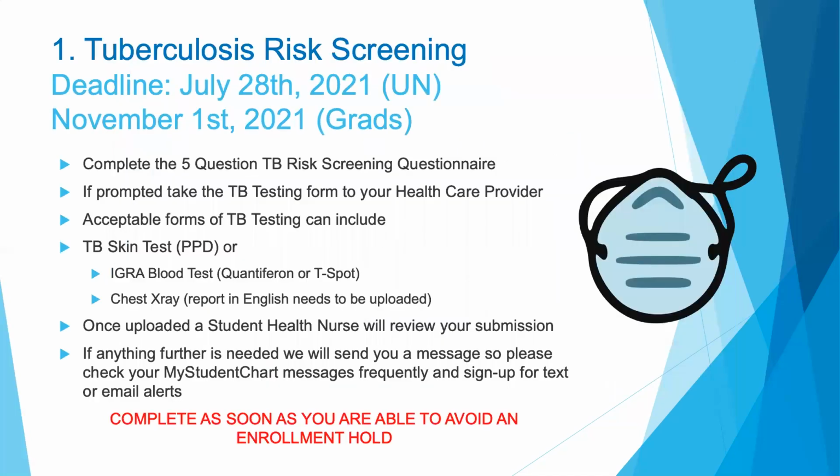For the tuberculosis risk screening, the undergrad deadline is July 28th. The priority really is to go and ensure that you do the initial TB risk screening. The reason I say that is because if you are required to do testing, that can sometimes take a little bit of time. Some of you may be in countries whose health systems are impacted by COVID-19. So it's really important that you start this process early to avoid any delays in getting the testing that you may or may not need.